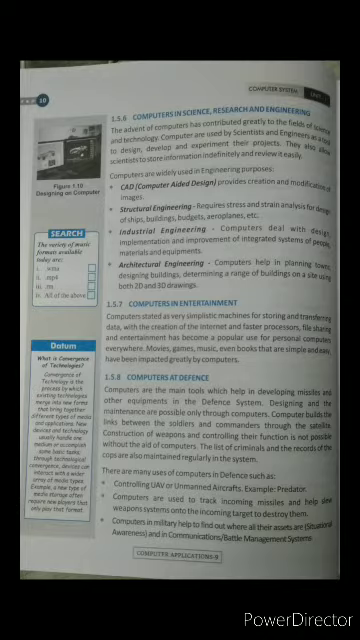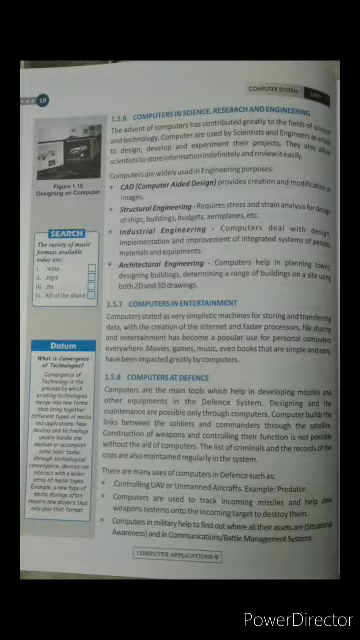Now we are studying and learning from the virtual book, which we call an ebook. It is possible only through the computer itself. Now, computers in defense, meaning in the army personnel. Computers are the main tools which help in developing missiles and other equipment in the defense system.